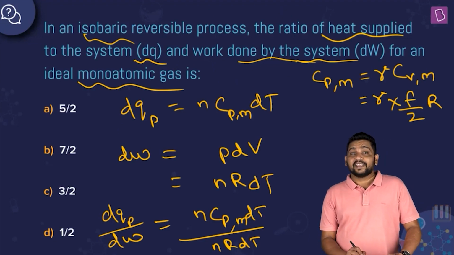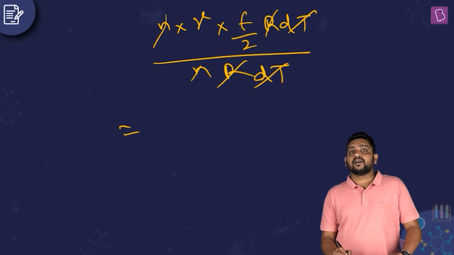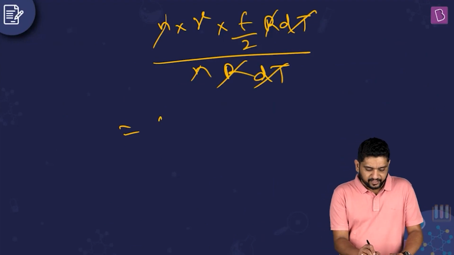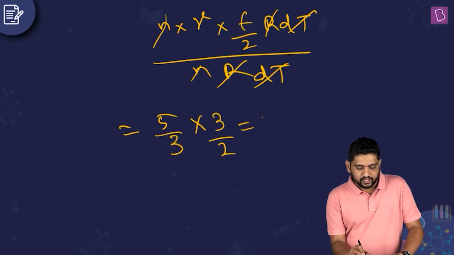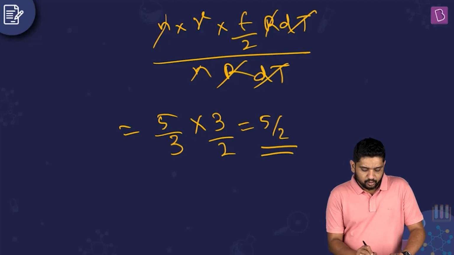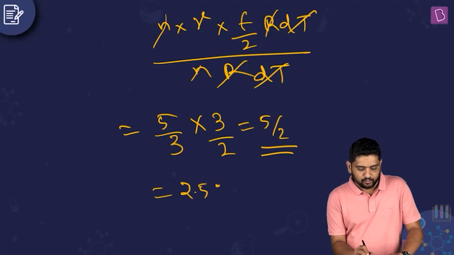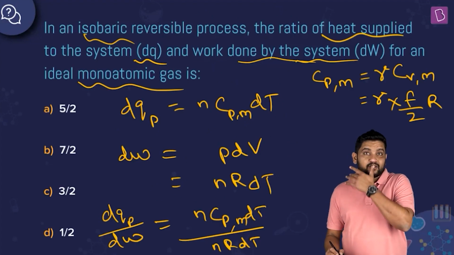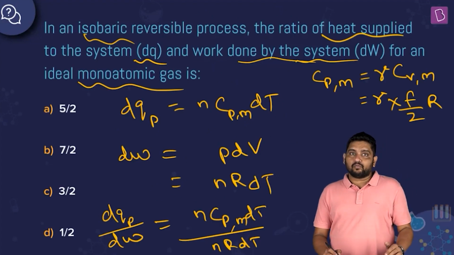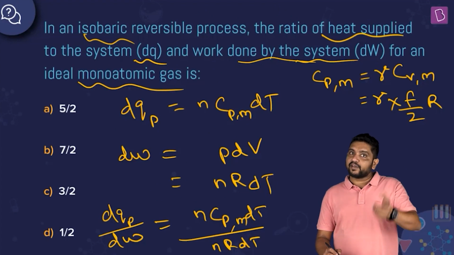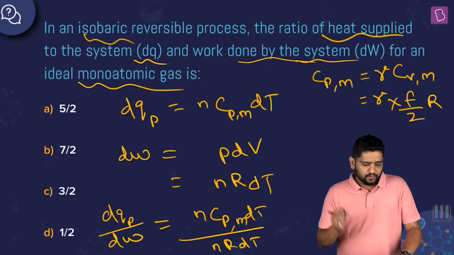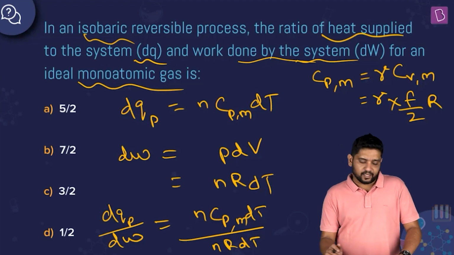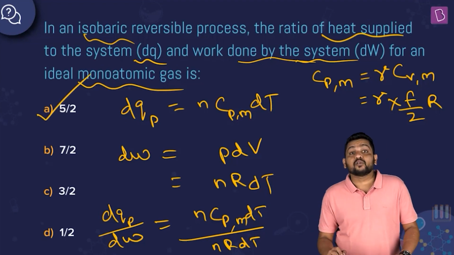This is a monoatomic gas. Degrees of freedom is what? 3, and your gamma is what? 1 plus 2 by f, that is 5 by 3. So gamma into 3 by 2 is equal to 5 by 2, right. So 2.5 is to 1 is the ratio of heat to work done. So for every 1 joule of work done by the system, you have to give it 2.5 joules of heat, right. So pretty heavy a loss, whatever. So our required ratio is 5 by 2, which is an option.